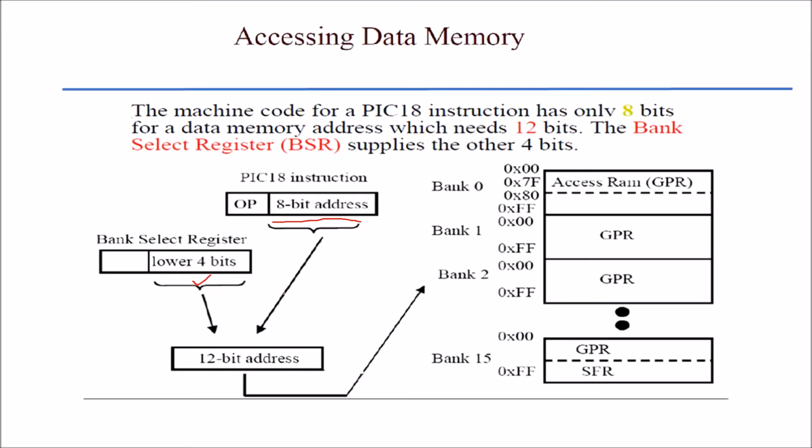The 12-bit address of this data memory is computed by considering the 8-bit address from the instruction and the 4-bit address from the bank select register. So the total 8-bit plus 4-bit will give a 12-bit address of data memory location, and then it will point to a particular address of this memory location. So this is how BSR is used to point to the memory location. So this is the one method generally used in direct addressing mode.